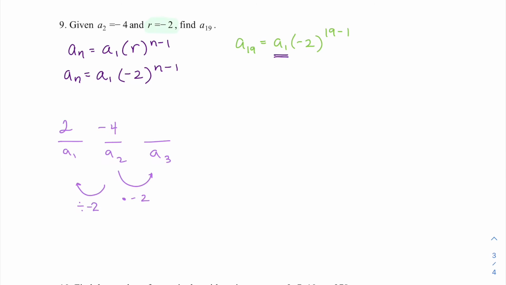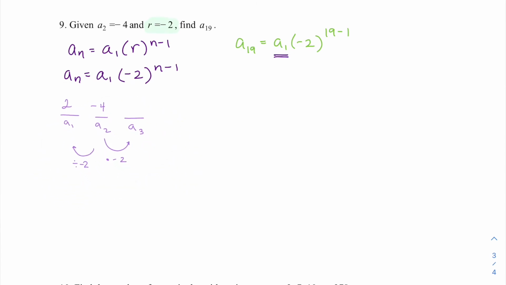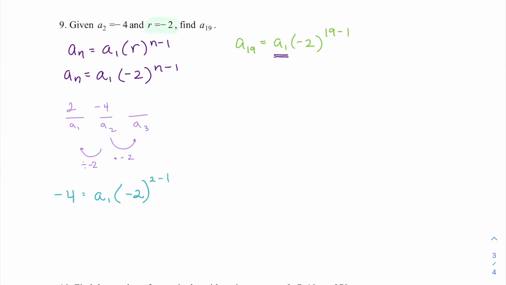But let's just do the formula way, just in case we see one where we don't have A2, something like A15 or A80, where there's no option to go back like this. The formula we would set up, we know that our output is -4 when our input is 2. So we would just solve this for A1. -4 equals A1 times (-2) to the first. Then it would be -4 equals -2 times A1. Divide both sides by -2, and you would get A1 equals 2. So honestly, the same process, but that's just because we're working with A2.